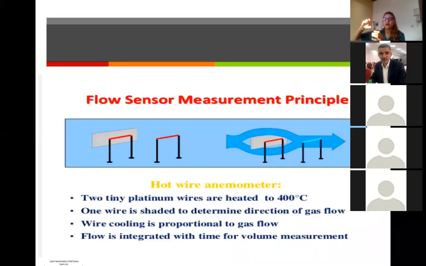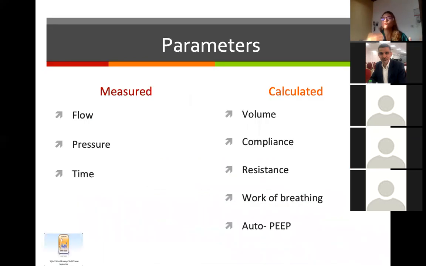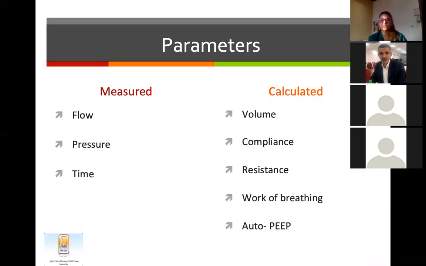Now you have heated a wire and the gas is flowing, so that wire should be cooled. And then the flow is integrated with time, and that's how the volume is measured. So flow with time measures the volume. This is the very simple principle of the hot wire anemometer flow sensor. And most of the ventilators nowadays are using this only.